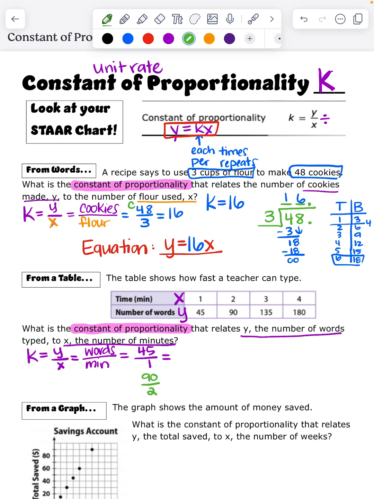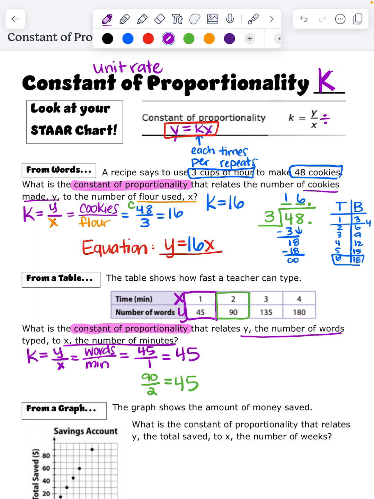Okay, so it doesn't matter which one you use as long as you use the same consistent section. So I use this section, or you could use this section. It doesn't matter, just pick one. Okay, and again, you can keep going. All right, so let me prove that. We know that 45 divided by 1 is simply just 45. And if I did 90 divided by 2, that is also just 45. So you see, it doesn't matter which piece of the table I use, I should get the exact same answer.